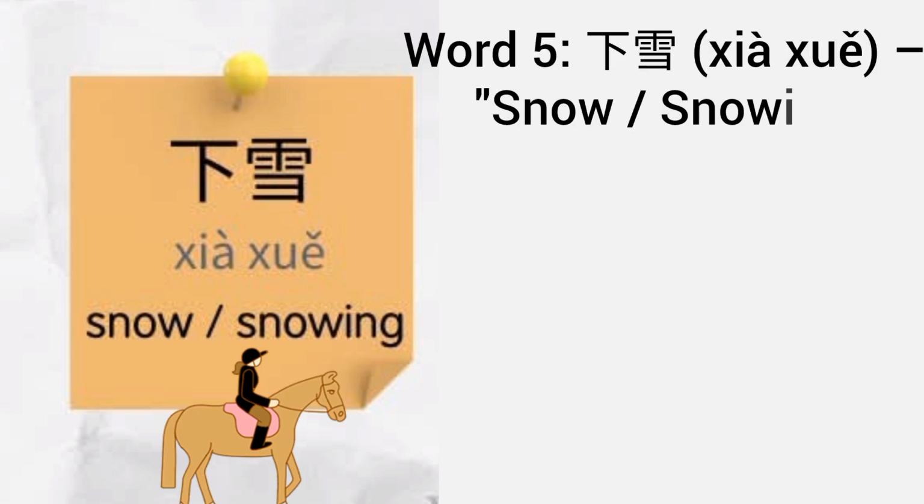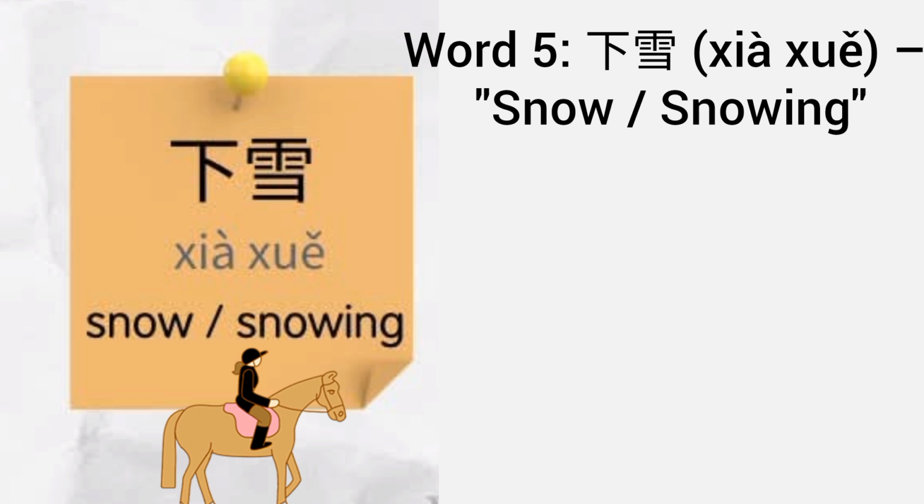Next vocabulary that we have is snow, snowing, which in Chinese is pronounced 下雪. Hope you find it easy and learn it soon. Let's explain it in detail. It has two characters, having different meaning, which are interesting and learnable.